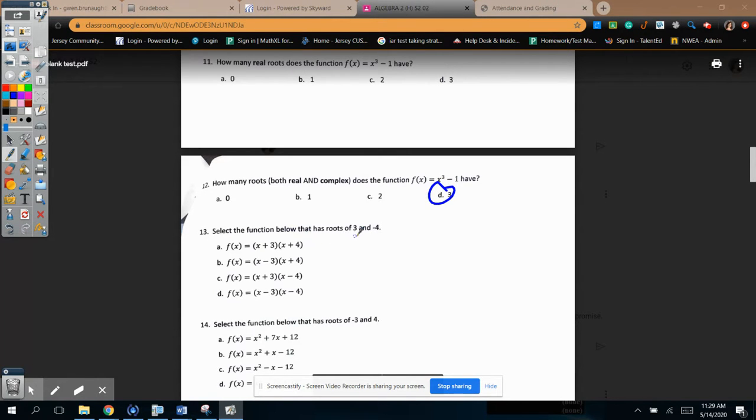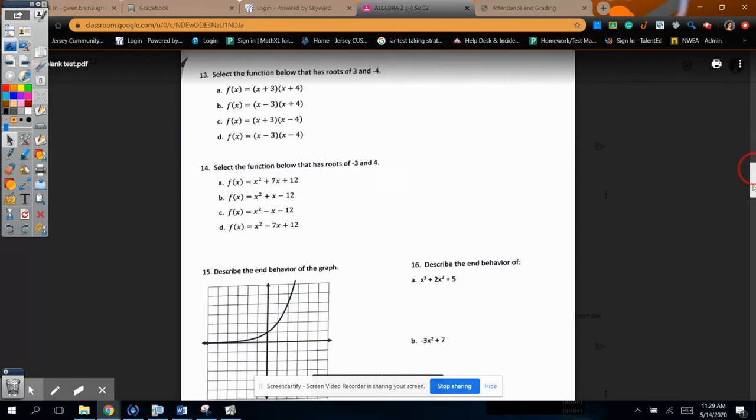If a function has roots of 3 and -4, what could the function look like? You change the sign for the factors. So it's an x minus 3 and an x plus 4. So you're looking at B as in boy.